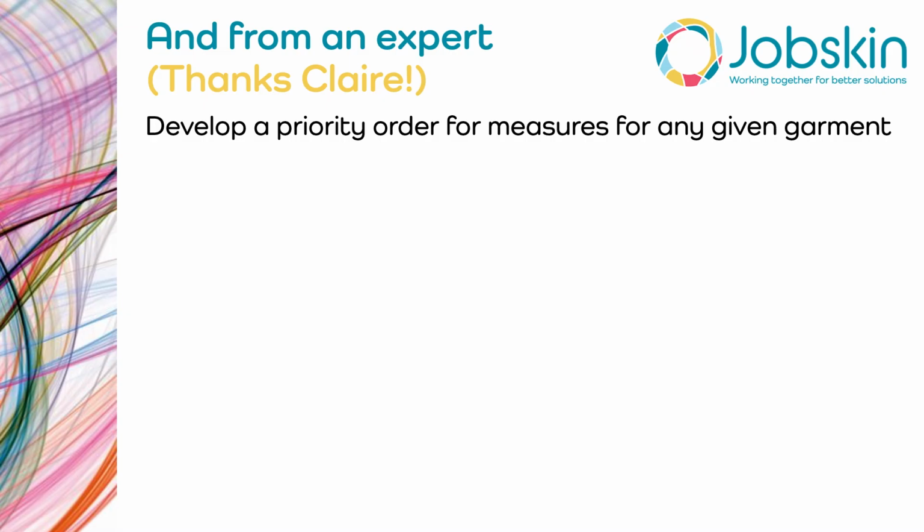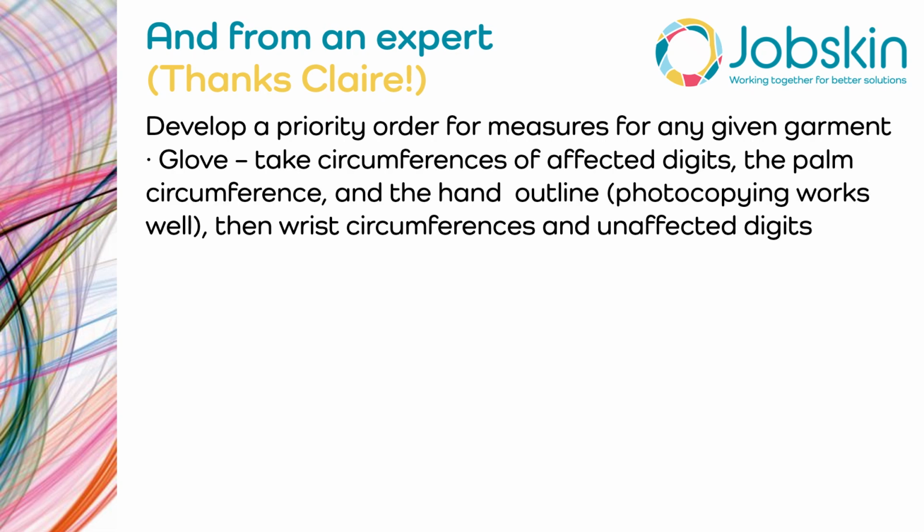Now, a few hints from an expert. This is Claire Toos, who assisted us with a workshop that we did at an ANZBAR ASM in Tassie, and Claire gave us quite a few hints, which I'm again sharing. Thank you, Claire. Her first tip is to develop a priority order for measures for any given garment. For example, for the glove, take the circumferences of the affected digits, the palm circumference and the hand outline, also using a photocopier when you need to, then the rest, and then the unaffected digits.